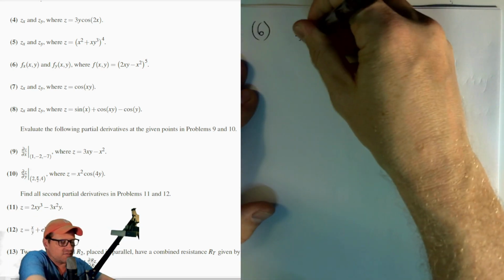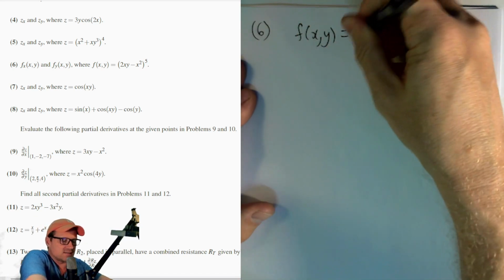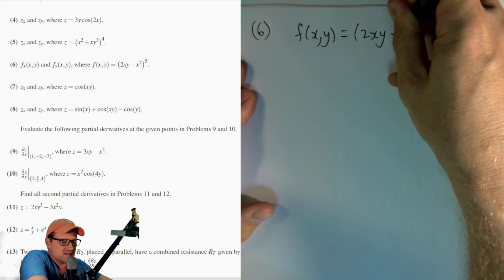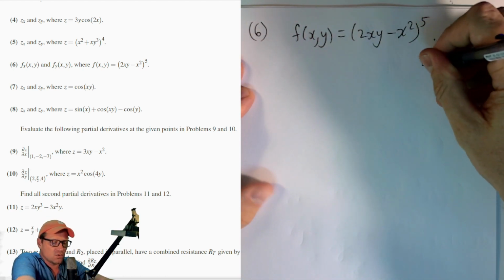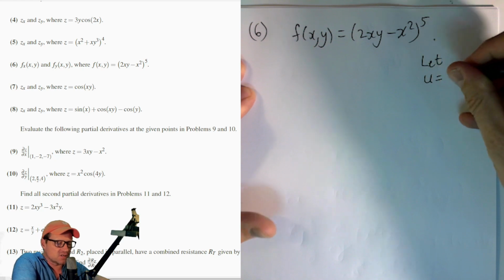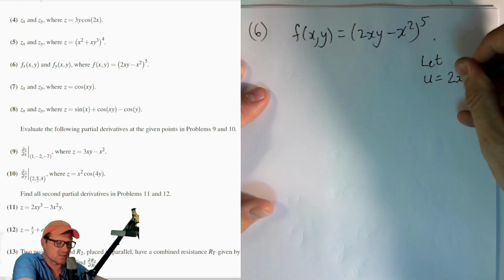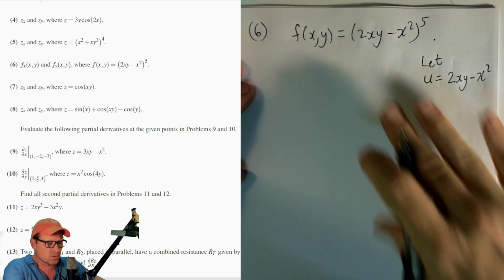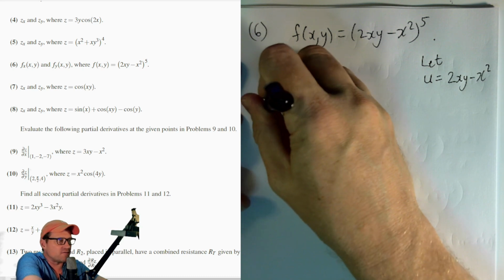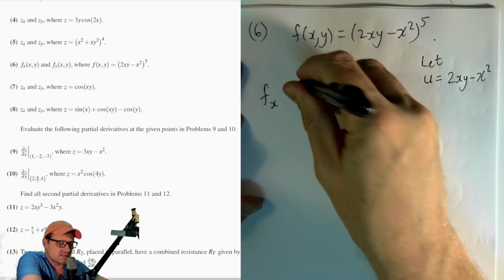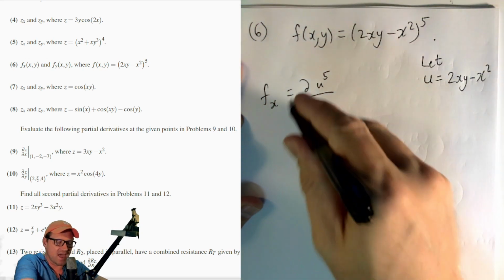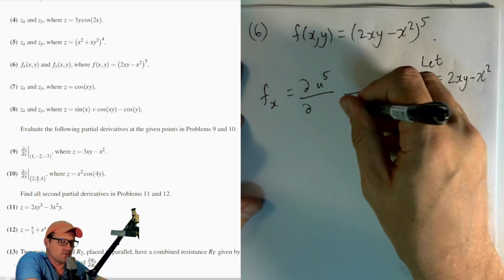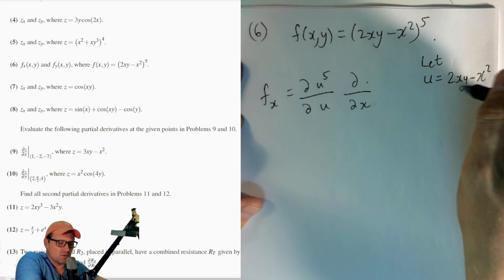So we have f is a function of x and y. It is 2xy minus x squared to the power of 5. So clearly here we want to let u be equal to our inside function, which is 2xy minus x squared. So we're going to use the chain rule here. So f subscript x is the derivative of u to the fifth with respect to x, but introducing the chain rule, we put u here, but u is this.